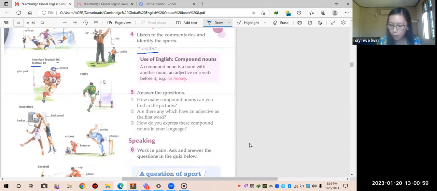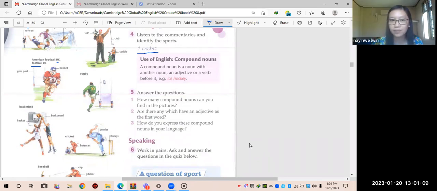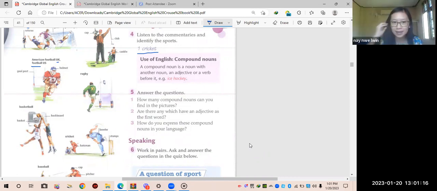So the first one, number 1 is cricket, right? So how about the second one? What is number 2? Tennis. Yes, correct. And how about number 3? Rugby. Yes, correct. It's talking about number 10 or something like that, right? Between the goal post. So yes, rugby.